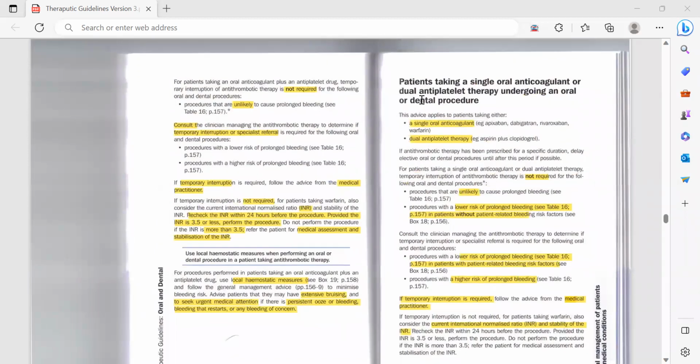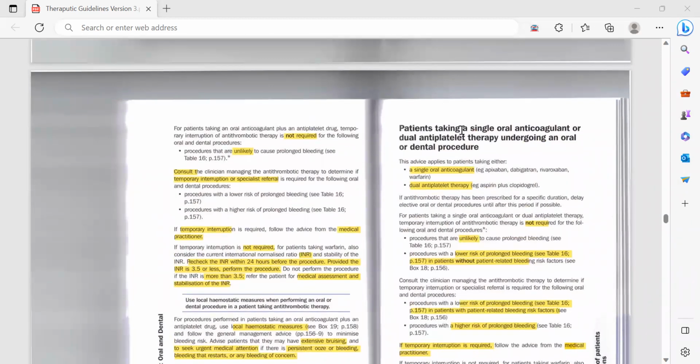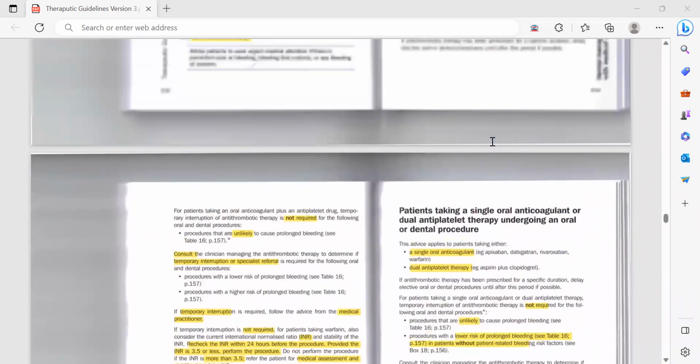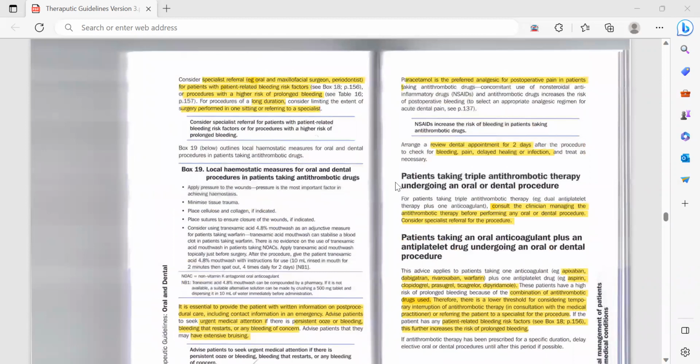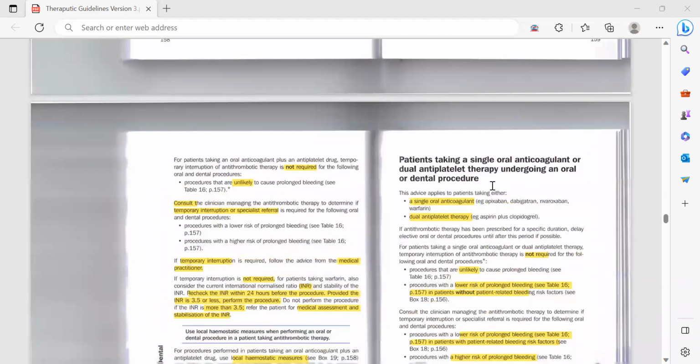Okay, so now the patient is taking either a single oral anticoagulant or two antiplatelet therapies. So the risk is getting lower, right? From this one, which had more risk, it has decreased, now it's lesser.